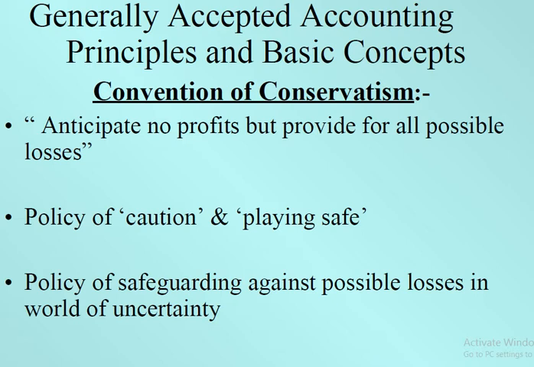Convention of conservatism. Conservatism is related with anticipation. Anticipate no profit, but you must definitely provide for all the possible losses. It means that you must create a provision for your losses, but you cannot anticipate your profit. This is the basic theme behind the conservatism convention or principle. It is a policy of caution and playing safe. You must be cautious about the financial position or status, and you must play safe.